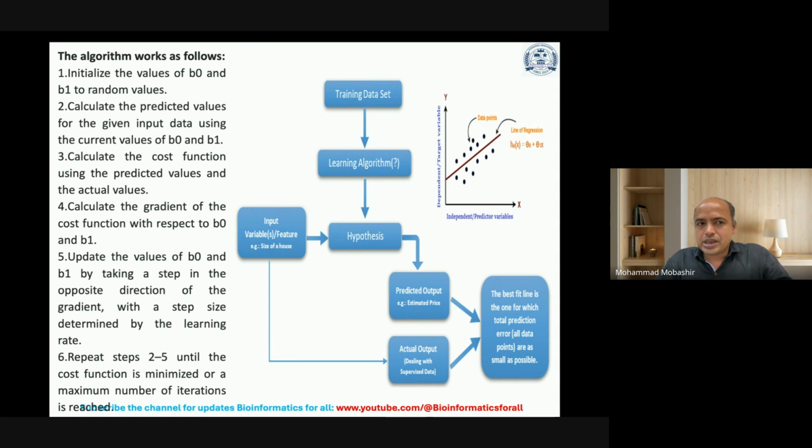First step, initialization, calculation of the predicted values, then cost function, then go for gradient, update the values by iterating the things, and then go for repetition steps, that is for updating the purpose.